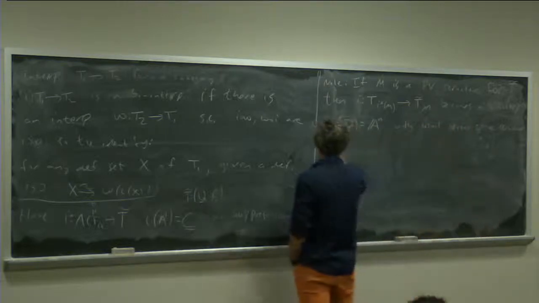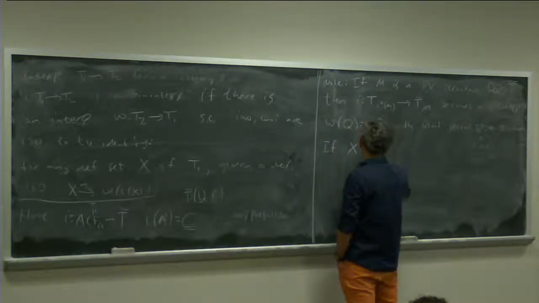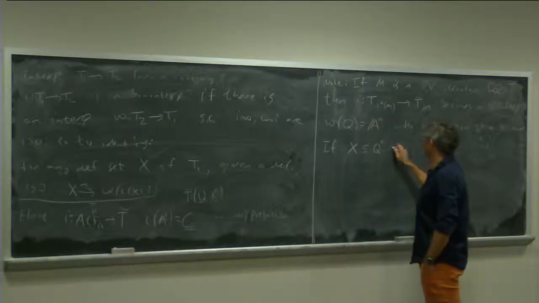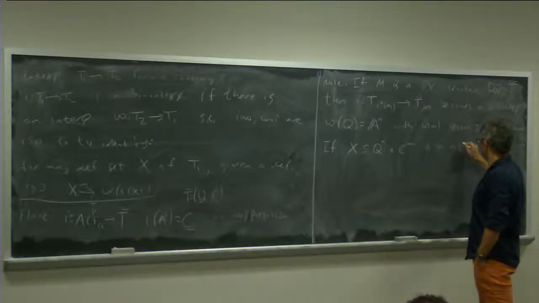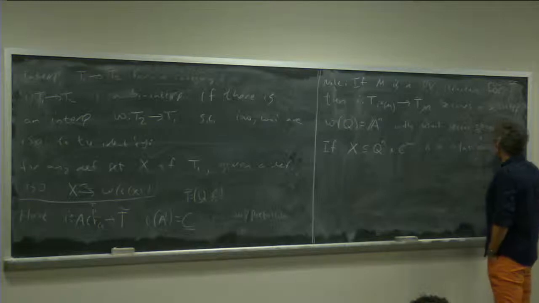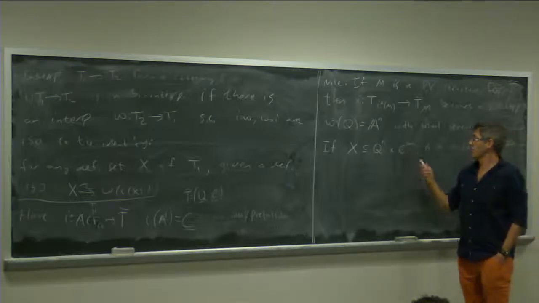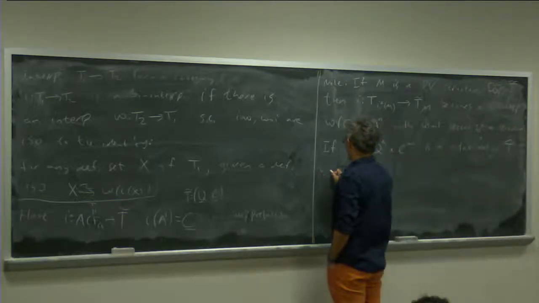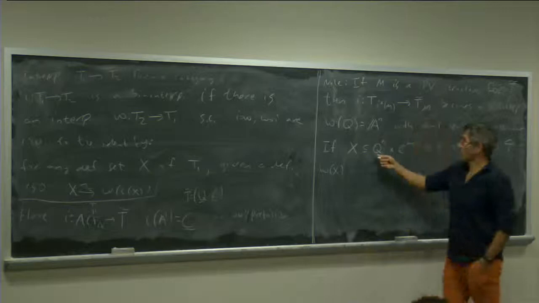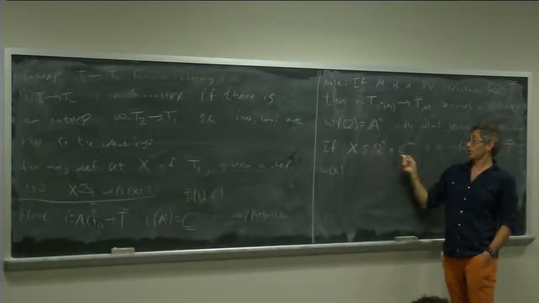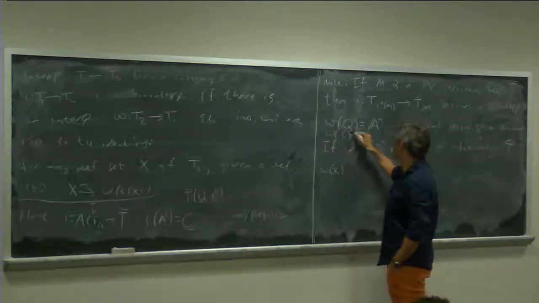So if X in some Q to the m cross C to the m is a relation, in detail I have to tell you what W of X is, and what should it be? It should sit, so these interpretations must preserve inclusion. I guess I should also say that W of C is just A1.